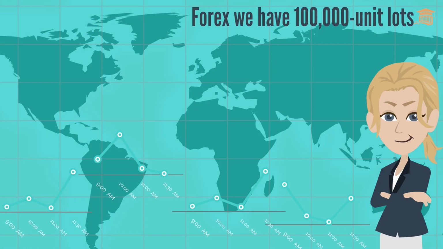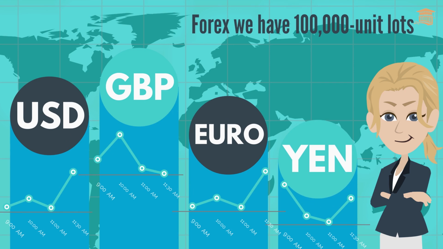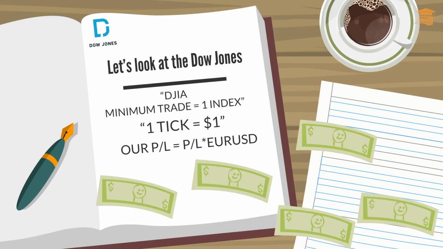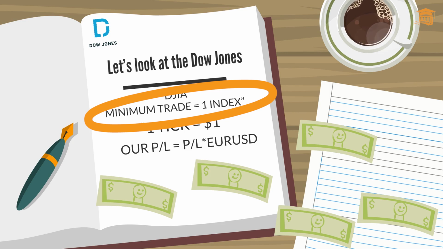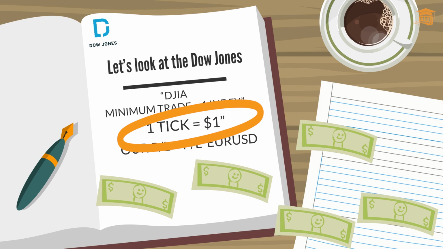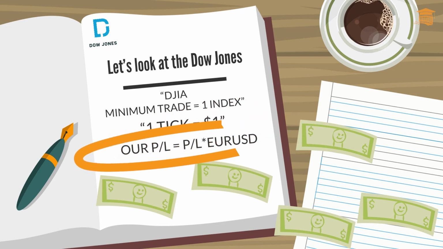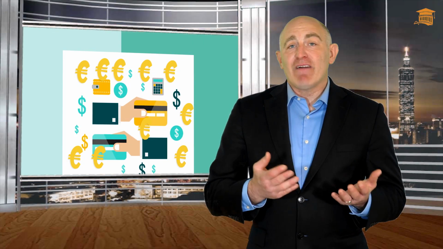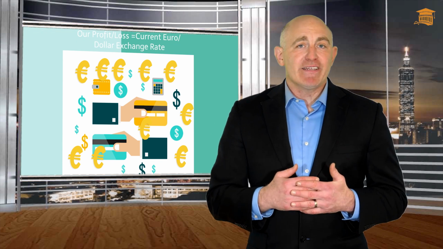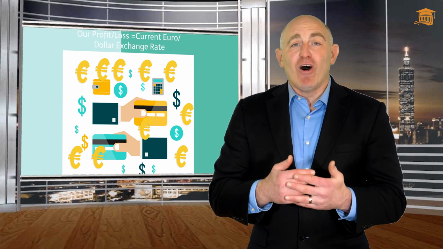Now, whereas in Forex we have 100,000 unit lots, in indexes our contract size is measured in indexes. So let's look at the Dow Jones. The minimum trade size for each stock index is 1 index. So if we believe the Dow is going to increase in value and we want to open the minimum size, then every time the Dow moves 1 tick, we'll gain or lose a US dollar.